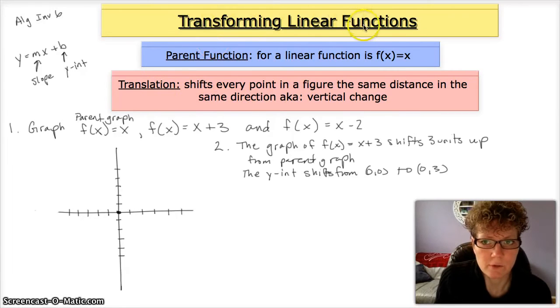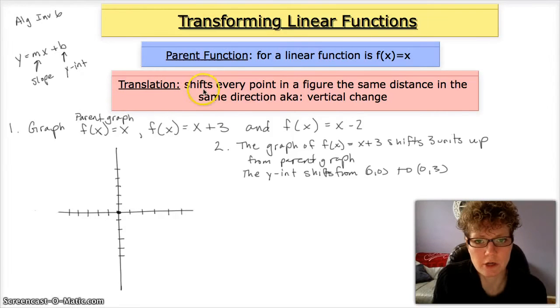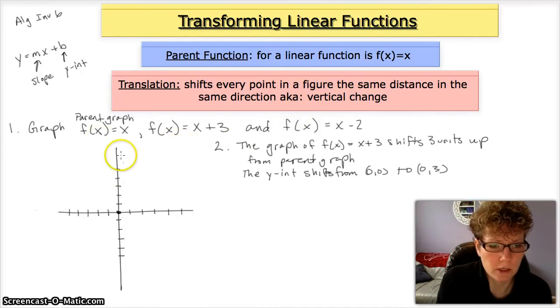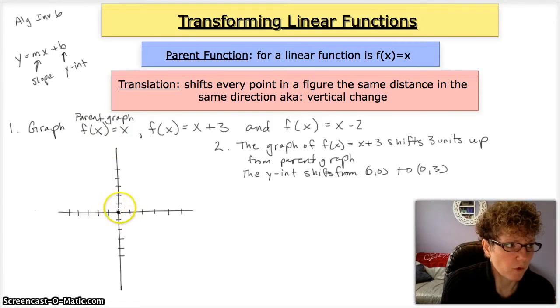Translation. To transform linear functions, we need to know what a translation is. It is where we shift every point in a figure the same distance in the same direction. For example, a vertical change is a translation. That's what we're going to look at with number 1. Number 1, we are going to graph the parent graph, which is f of x equals x. So let's do that first before we move on.